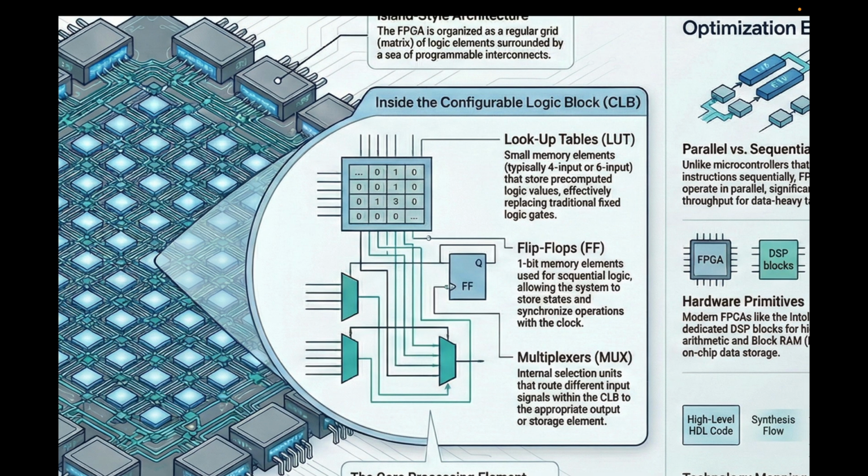If we zoom inside a single CLB, we find three critical components. First, the lookup table. Instead of using hardwired traditional logic gates, lookup tables act like small memory elements that store pre-computed logic values, mapping your given inputs directly to their correct outputs. Next, we have the flip-flops and registers, which handle data storage and keep your sequential logic perfectly synchronized to the clock. Finally, we have the multiplexers that help select and route different input signals within the block.